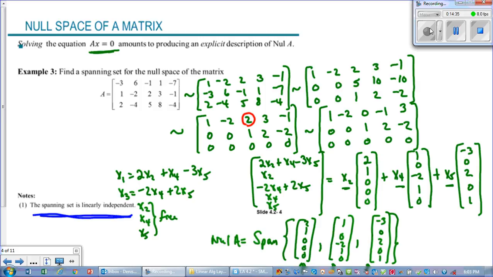And notice also that the number of vectors in that spanning set matches the number of free variables.